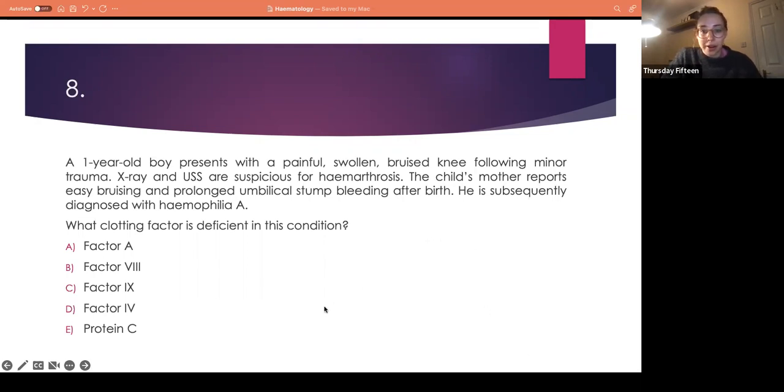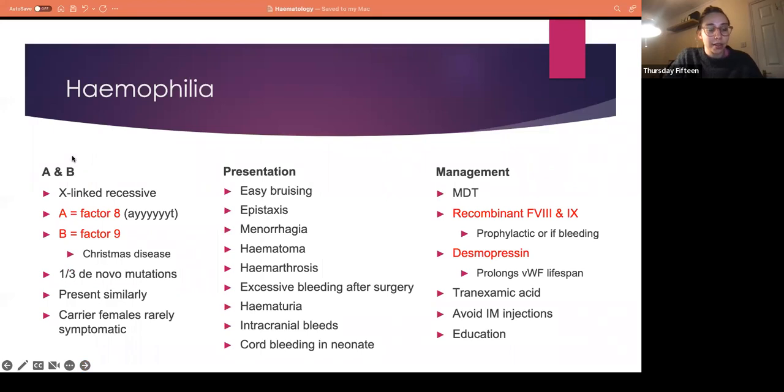Yeah, most of you have gone for the right answer, so B. So haemophilia A is a deficiency of factor 8. Well done. So you can get haemophilia A and B. They're both X-linked recessive conditions. The way that I remember it is haemophilia A is factor 8, and it sounds like 8. Haemophilia B is factor 9, and that's also called Christmas disease.